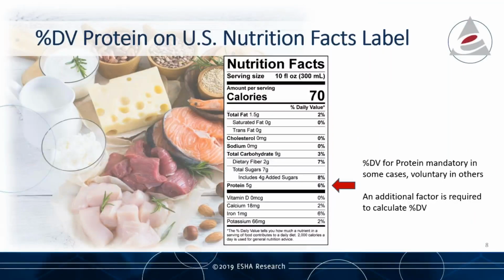So today, we'll discuss how to display the %dV protein on a label in Genesis, as well as talk about how you might calculate PDCAAS as a means to arrive at a reportable %dV for US labeling. At this time, we have to manually calculate PDCAAS outside of Genesis, and once we have our PDCAAS, we can enter this factor into Genesis, and that will calculate the %dV for protein on the label.